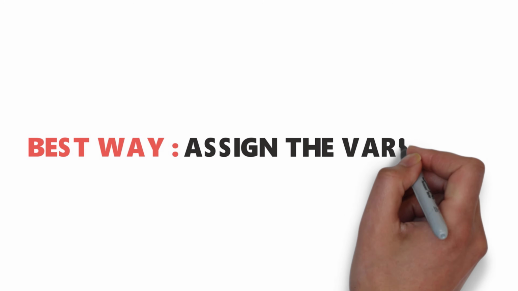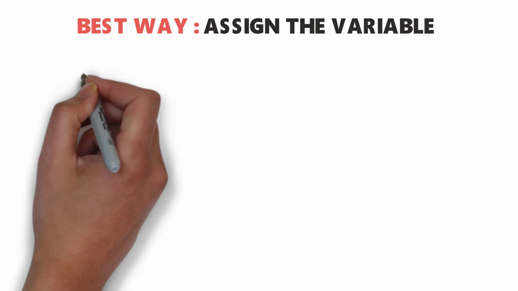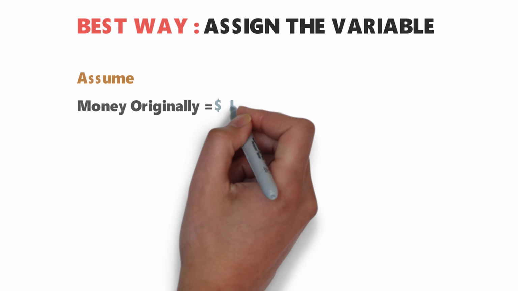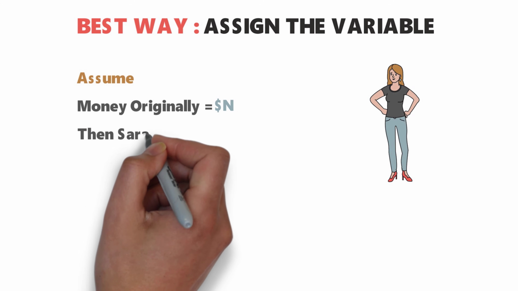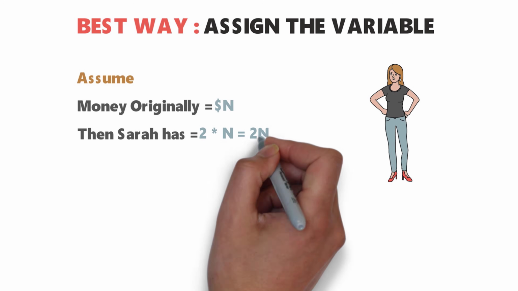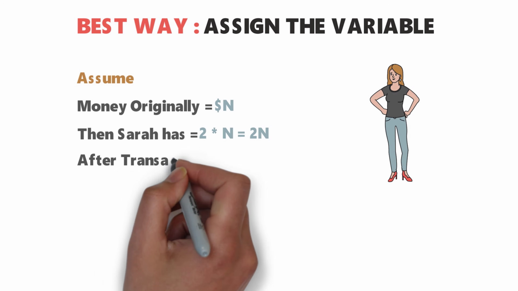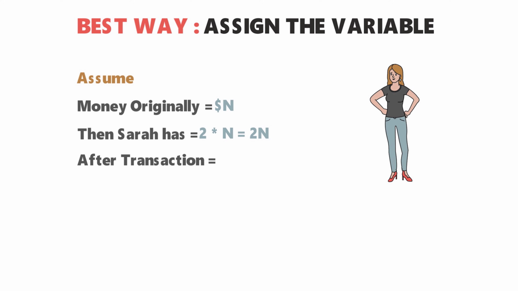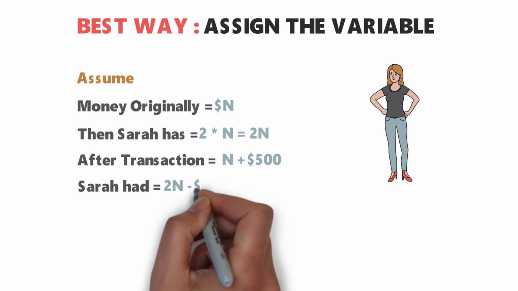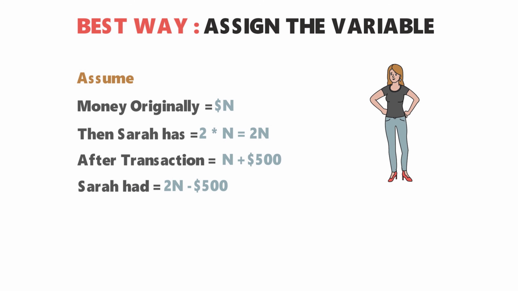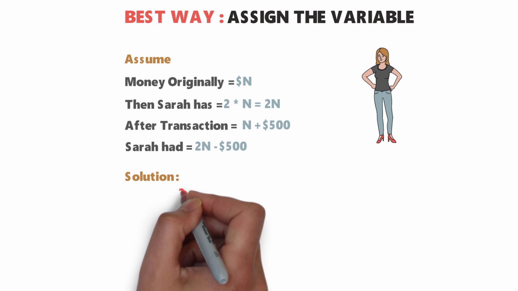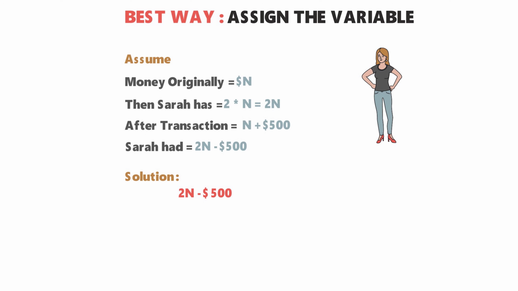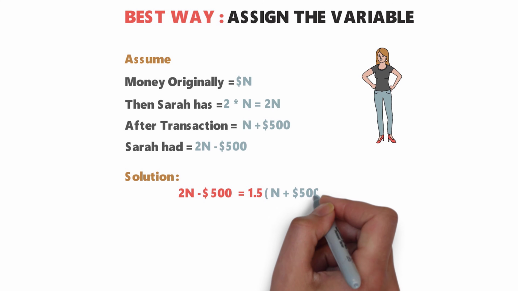The best way to solve this challenge is to assign a variable to what Nicole had originally. If we assume that Nicole had originally N dollars, then Sarah will have twice as much, meaning 2 multiplied by N, or 2N. That means that after the transaction, when Nicole received additional money from Sarah, Nicole had N plus $500, and Sarah had 2N minus $500. Based on this information, we can build an expression. 2N minus $500 equals 1.5 multiplied in parentheses N plus $500.